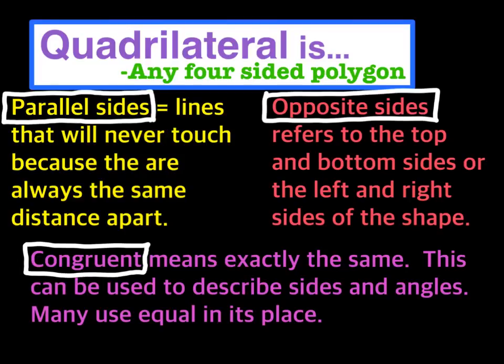A quadrilateral is any four-sided polygon. Now what I have here is a few vocabulary terms that we'll be using to describe these quadrilaterals, and we just want to make sure that we understand what they are and what they mean.